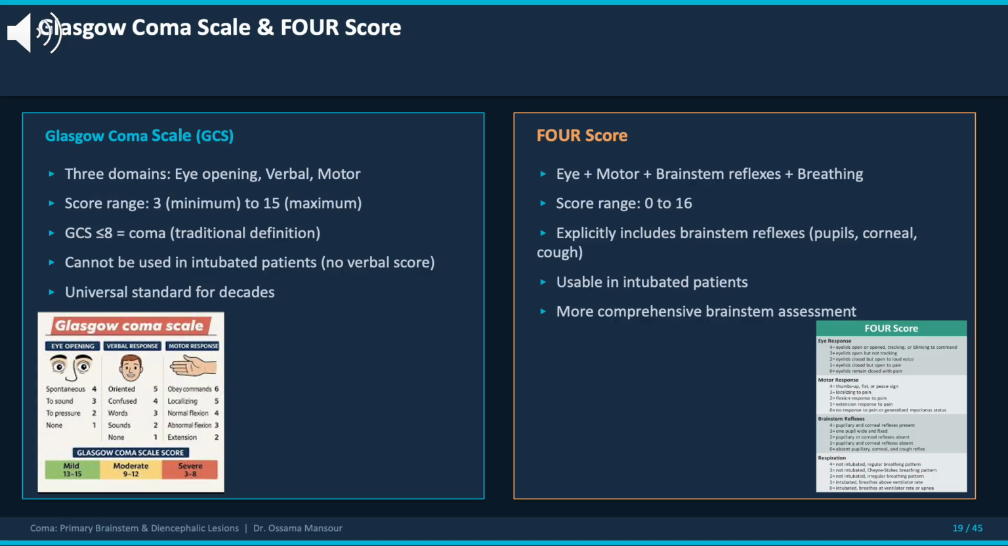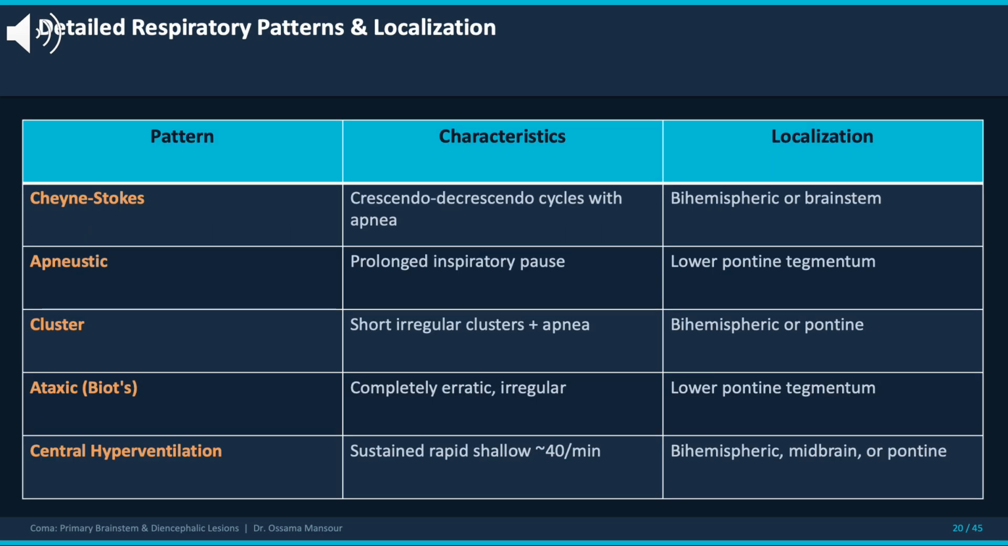The score ranges between 16 in fully awake and interactive patients and 0 in patients with complete absence of all responses. The advantage of the FOUR score is that it can be used in intubated patients where verbal response cannot be assessed. Now let's examine in detail the specific respiratory patterns that can be observed in comatose patients and their localizing value.